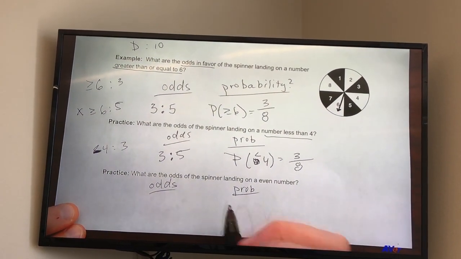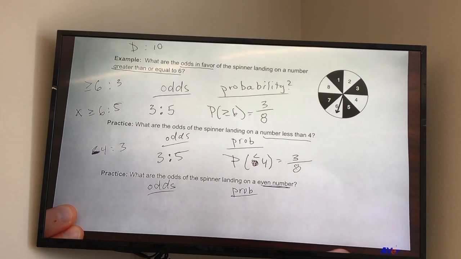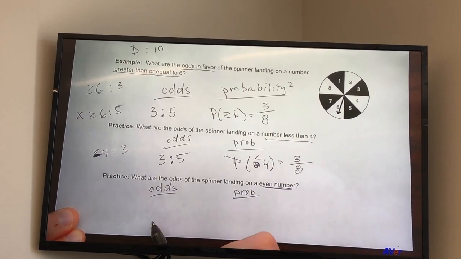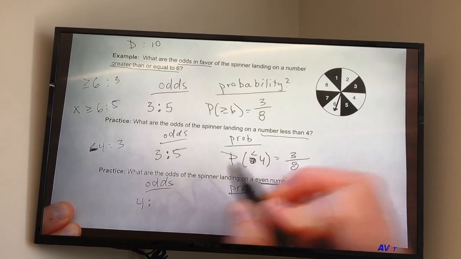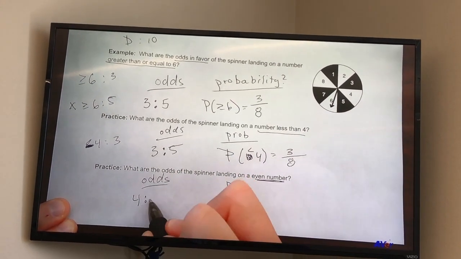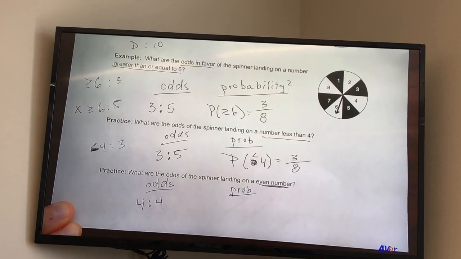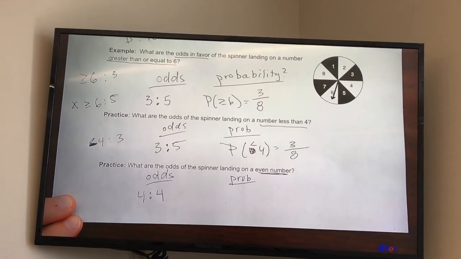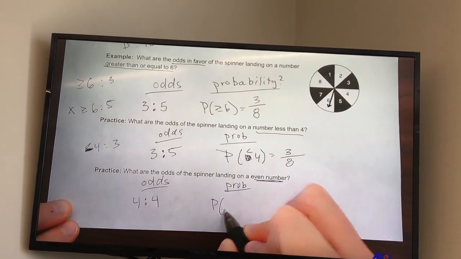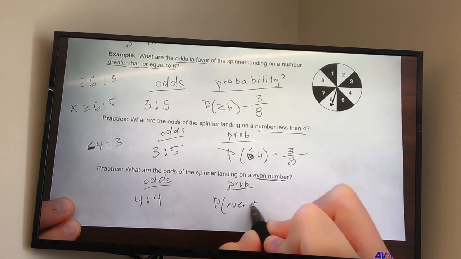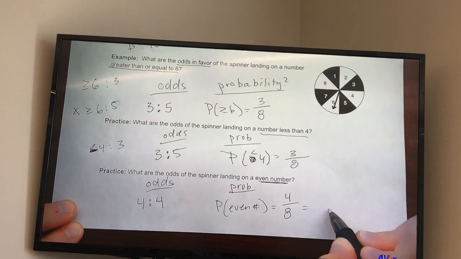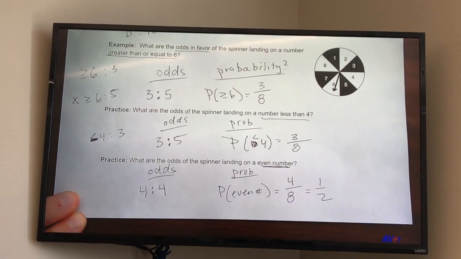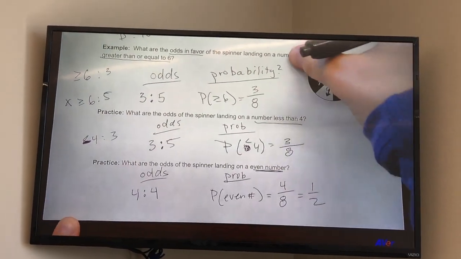What are the odds of the spinner landing on an even number? So for odds, you would figure out how many are even. 2, 4, 6, 8. 4 are even, and 1, 3, 5, 7 are not even. So the odds of getting an even number would be 4 to 4. Probability of an even number would be 4 out of my total of 8, and then you write it as a reduced fraction. Boom. So just pay attention on the homework if it says odds versus probability.